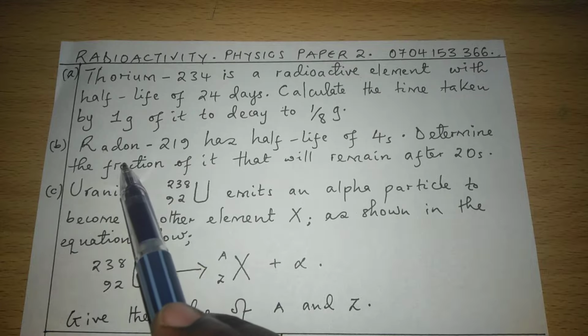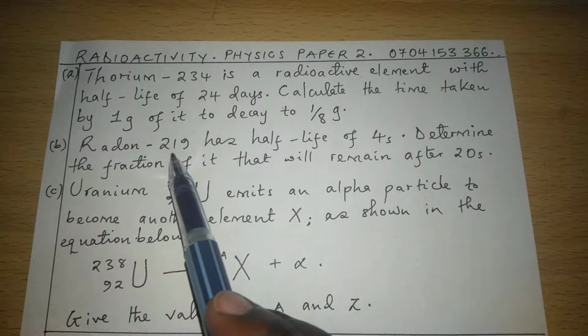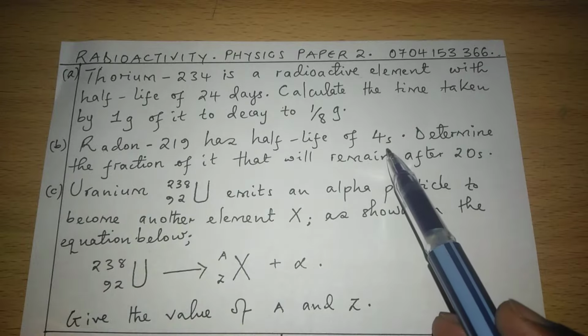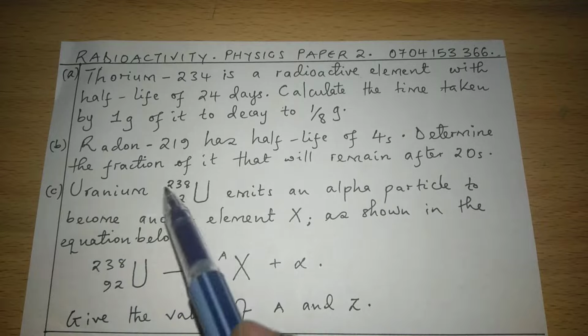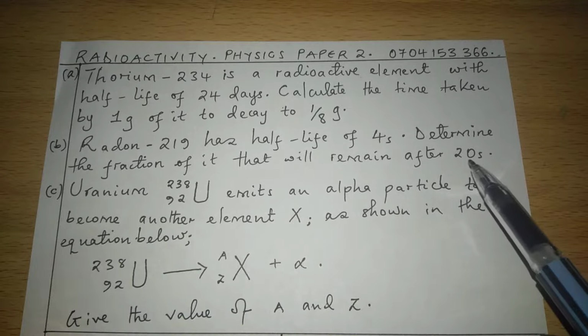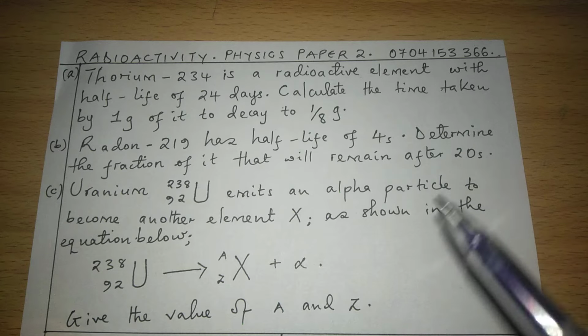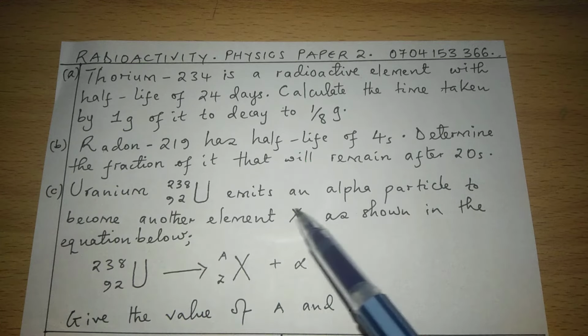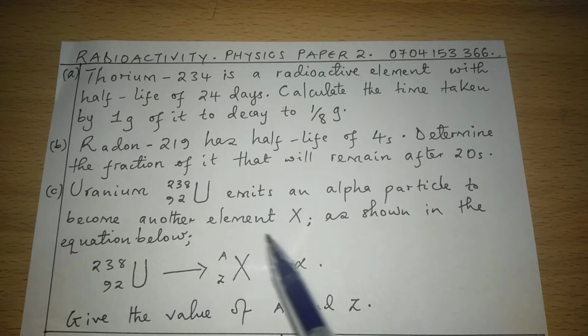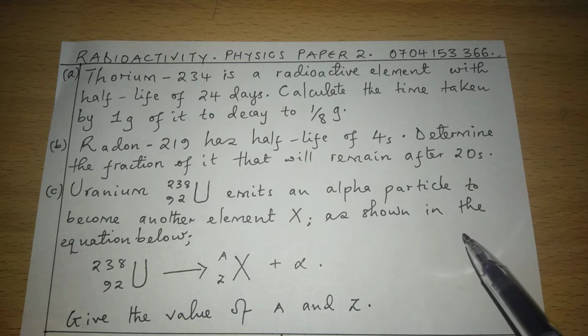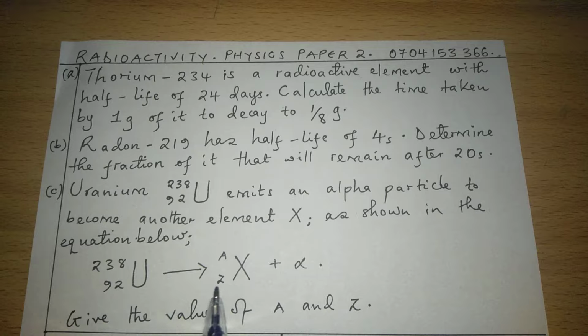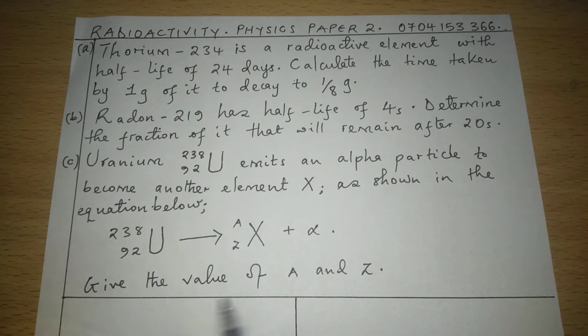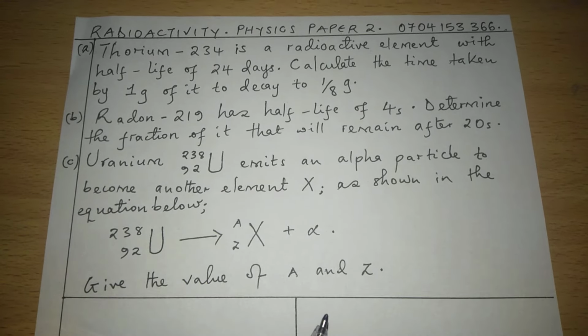Then part B, we're told that radon-219 has a half-life of 4 seconds. Determine the fraction of it that will remain after 20 seconds. And finally, part C: uranium emits an alpha particle to become another element X, as shown in the equation below. Then we are told to give the values of A and Z.